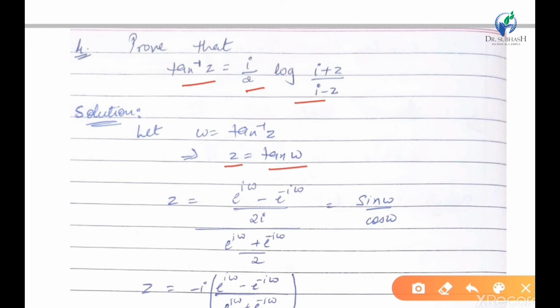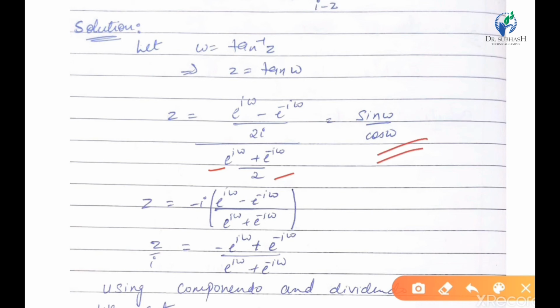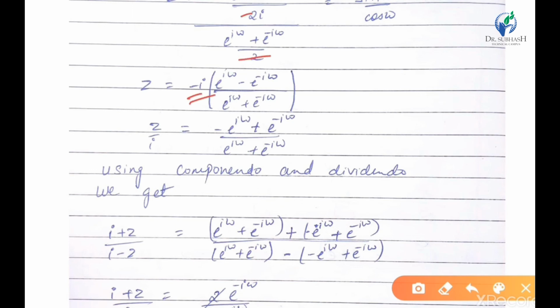Now by the formula we can write tan w equal to e raised to iw minus e raised to minus iw upon 2i, upon e raised to iw plus e raised to minus iw upon 2, because tan is sin upon cos. Now this 2 will get cancelled, and 1 upon i can be written as minus i. So z equal to minus i, and the rest part will be as it is.